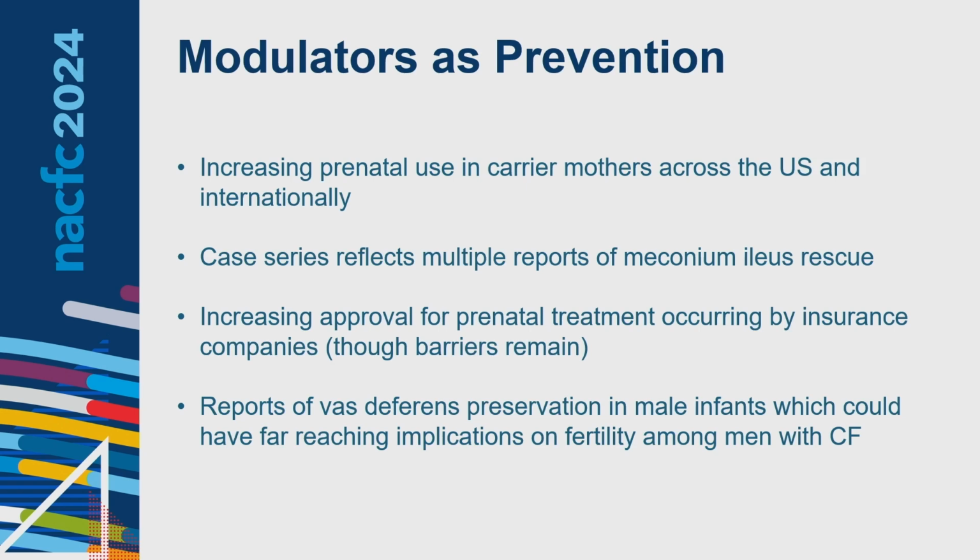We also know through reports both in the US and in Europe that vas deferens preservation in male infants has been identified in a small number of patients. And so this really has some far-reaching implications on fertility in men with CF. And when I think of counseling patients that I'm meeting in the newborn period, one of the things that ultimately we do discuss is that it can have significant effects on fertility, both for males and for females. But for males, the almost knee-jerk response of infertility, I think having that conversation potentially change may be something that many families are interested in considering prenatal ETI for.